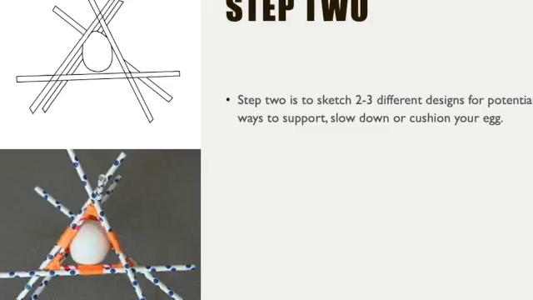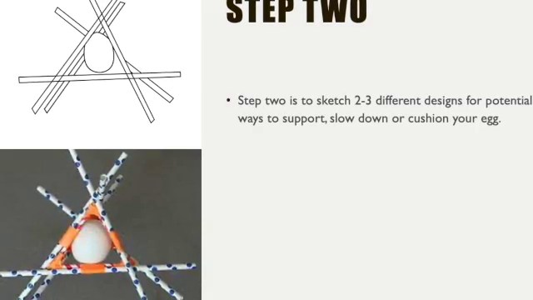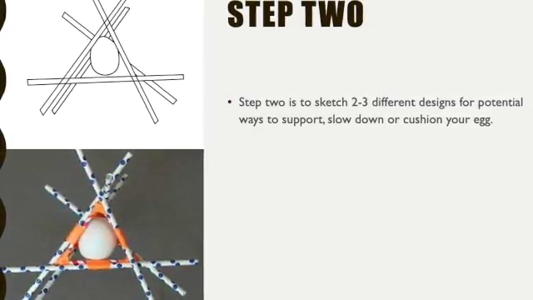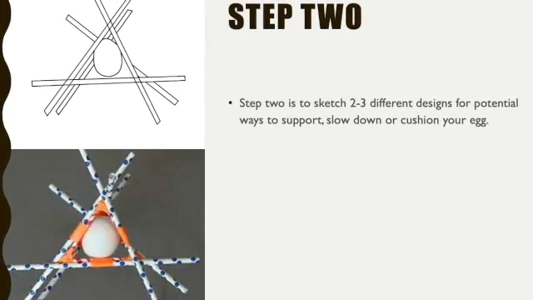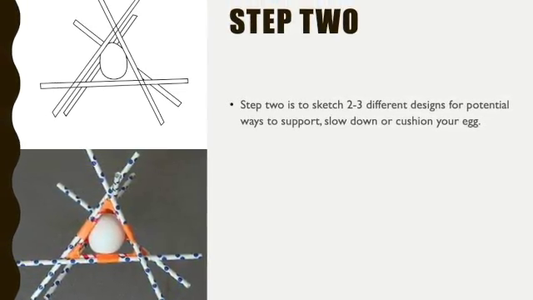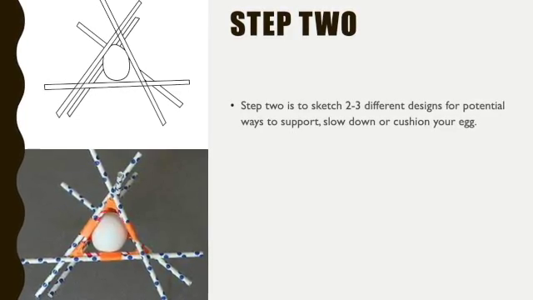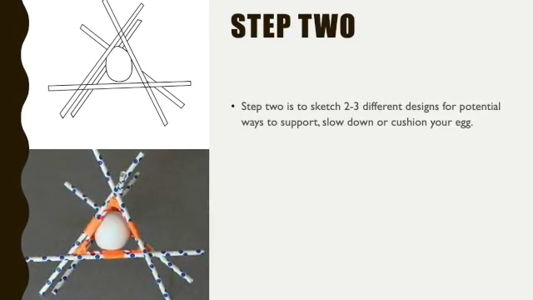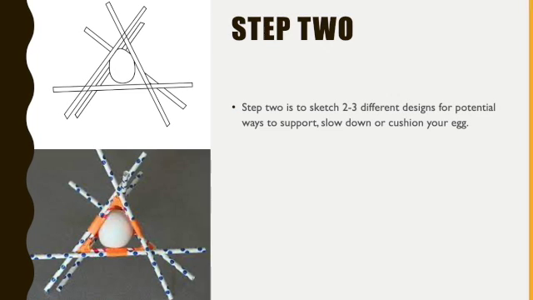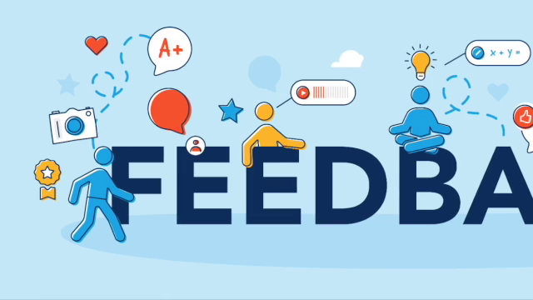Now the next step is to sketch potential ideas that we have. I would recommend going through 2 or 3 different sketches to encourage creative thinking and exploring ideas that we wouldn't think about right away. You can see in my sketch in the top corner, I have a bunch of straws or sticks surrounding the egg, and then the egg tucked away in the middle so that hopefully nothing can get in there and crack it.